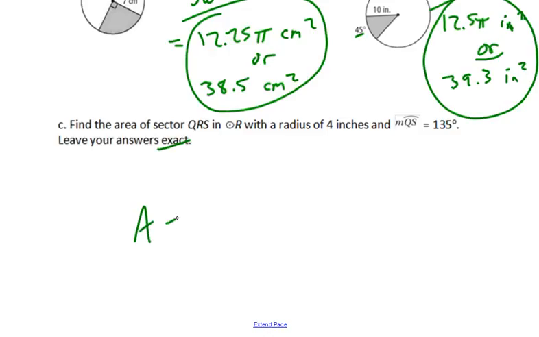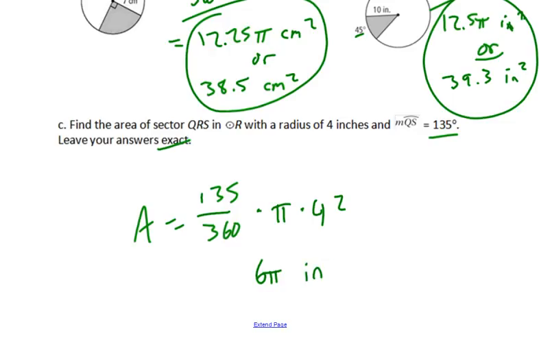So the area would be 135 over 360 times pi, because we have the area of, that's the angle of the arc, times pi times the radius squared, which would be 4 squared. So 135 over 360 and times 16 times pi would be 6 pi inches squared. There we go. So that's area of a sector.